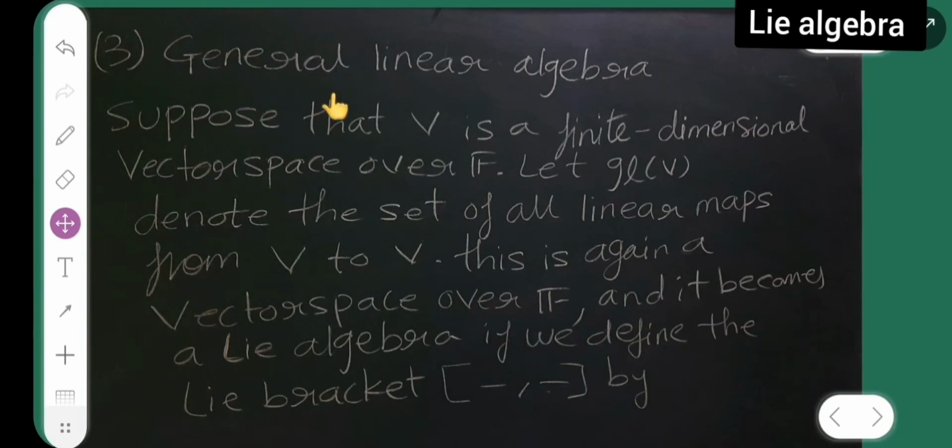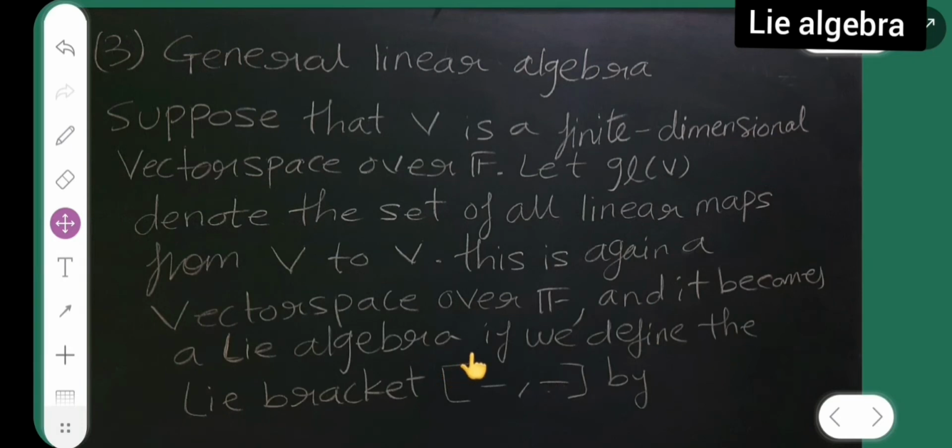Now, the general linear algebra. What is a general linear algebra? Suppose that V is a finite dimensional vector space over F. Let GL of V, which we denote as the general linear algebra, denote the set of all linear maps from V to V. This is again a vector space over F, and it becomes a Lie algebra.